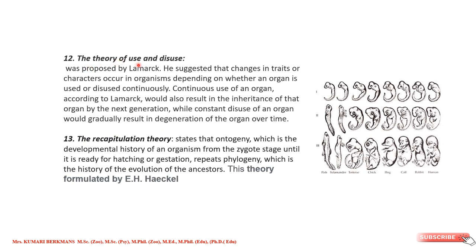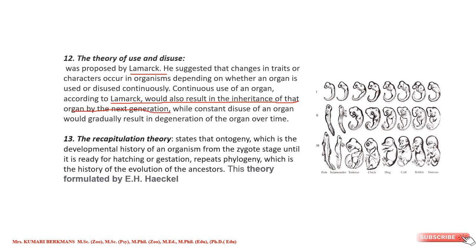Next one, the theory of use and disuse. This theory was proposed by Lamarck. He suggested that changes in traits or characters occur in an organism depending on whether an organ is used or disused continuously. Continuous use of an organ, according to Lamarck, would also result in the inheritance of that organ by the next generation. This point is very important.